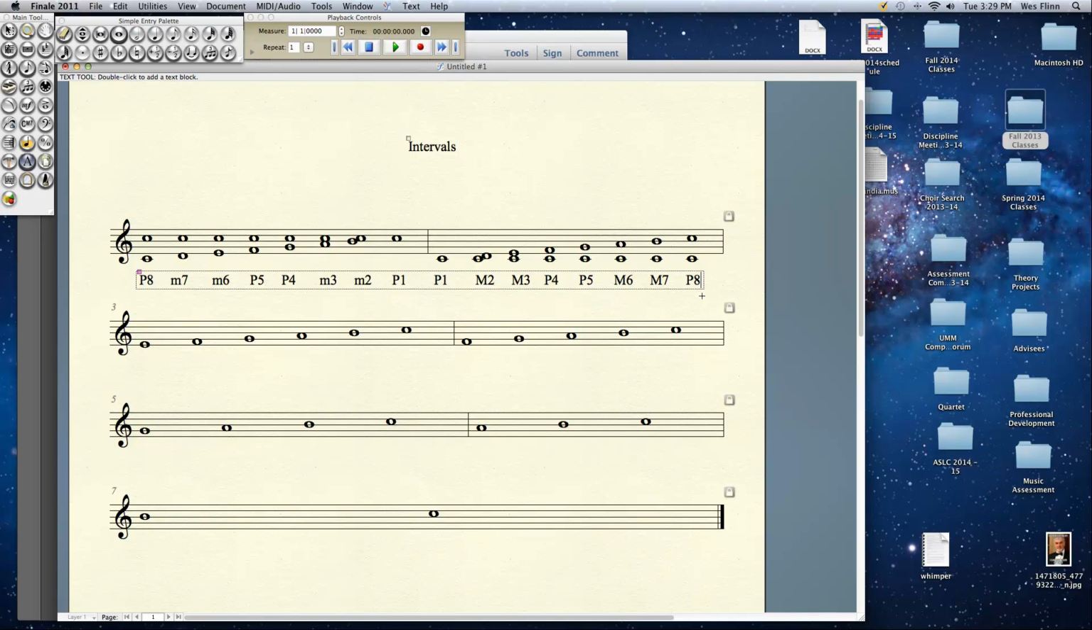Those intervals are perfect, or they are not. They would be augmented or diminished, but you would never have an M4 or an M5 or an M8 or an M1. Likewise, you would never have a perfect second, third, sixth, or seventh. It would always be major or minor. So it's interesting to see the interaction there.